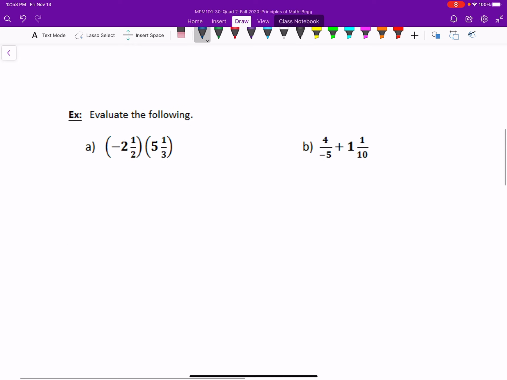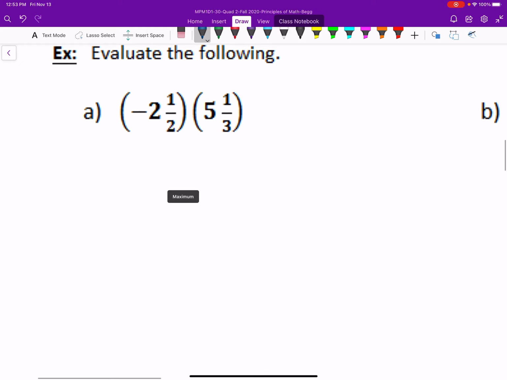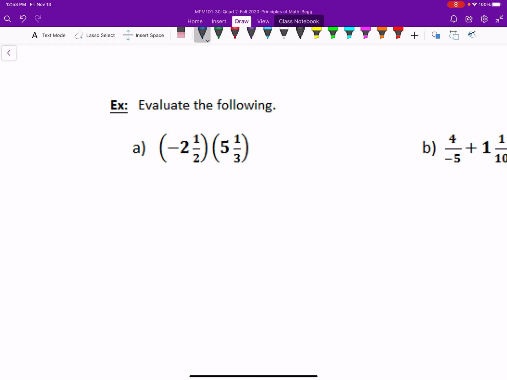So let's work with a couple of examples. The first one, we've got a couple of mixed fractions in brackets. Brackets means multiply, so this is a multiplication question. So let's convert. 2 times 2 is 4, plus 1 is 5, over 2. And I'm going to stick that negative sign on the top. Instead of using brackets, I'm just going to switch to a times sign. 5 times 3 is 15, plus 1 is 16 on the top, 3 on the bottom.